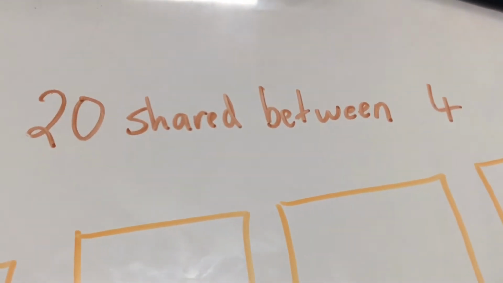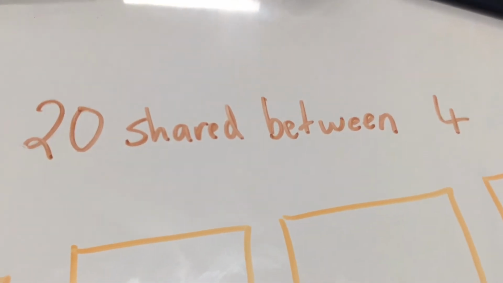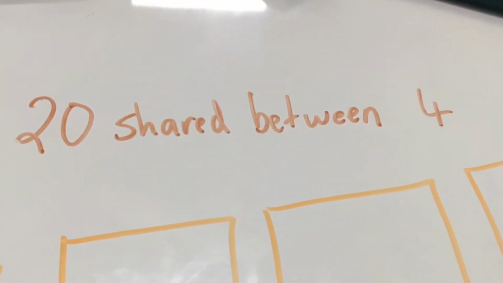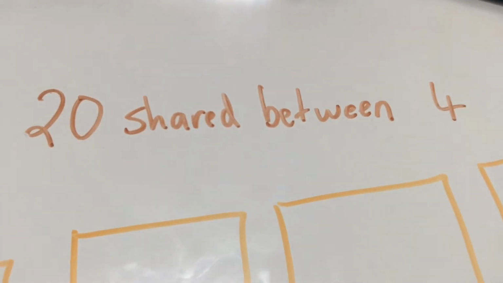If you don't have counters at home, you may use rice or pasta, or maybe you have 20 other objects that you might be able to share into groups. And that is absolutely fine. So let's have a look.